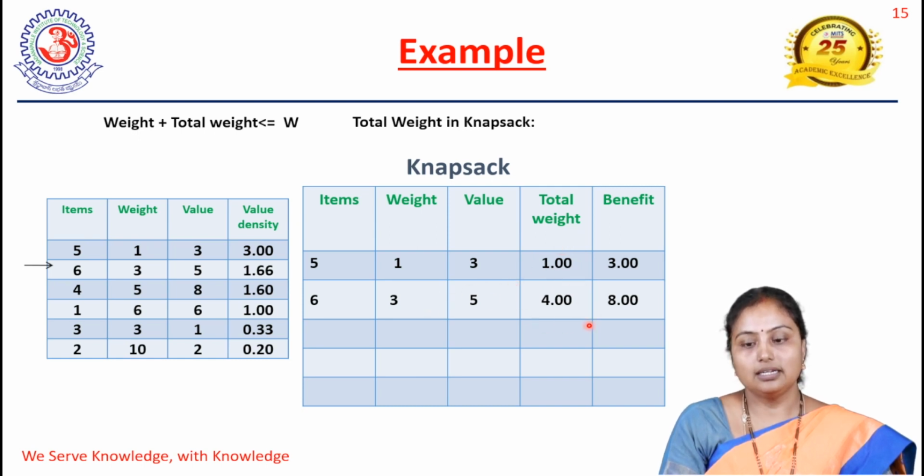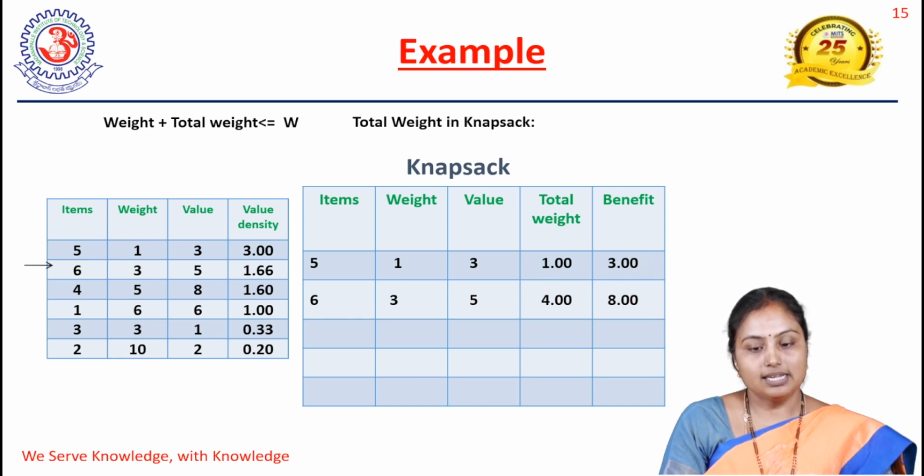So totally now the weight is 4. What about the benefit? Previously the benefit is 3. Now we are adding another item with benefit 5, so finally it is 8. That means you have to add the weight and you have to add the benefit also.